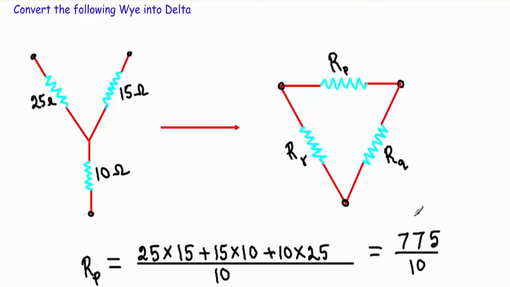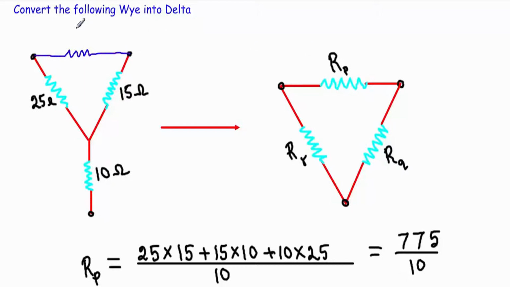Okay, now let me show you some examples of delta to Y conversion circuit. In this example we have to convert this Y circuit into a delta circuit. That means this Y circuit will look like this circuit if I convert it into a delta circuit. Now if this is a point and this is a point, if I convert this Y into delta, I will get a resistance here.